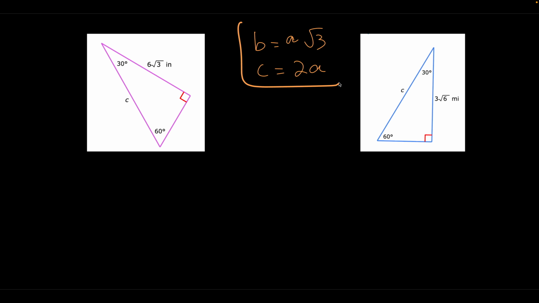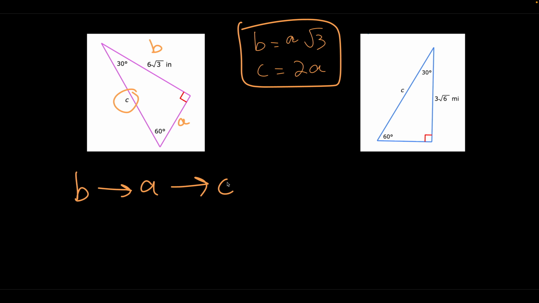Here are our formulas that we just talked about. So in this problem, this is B, right? This is A. We know what B is, and we're trying to get to C. Well, we don't have a formula that goes directly from B to C, but if we know B, we can find A, and once I know A, I can find C. So the goal is to go from knowing B to knowing A to knowing C.